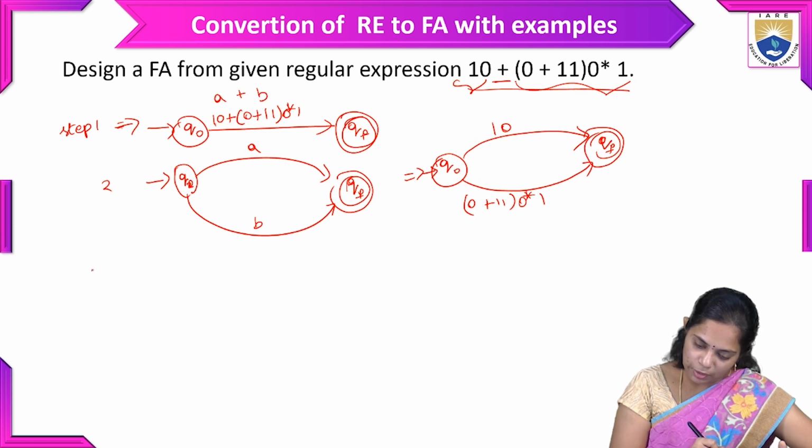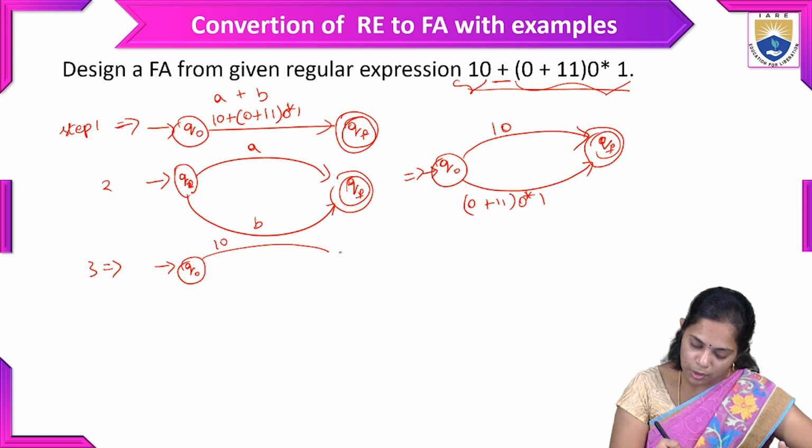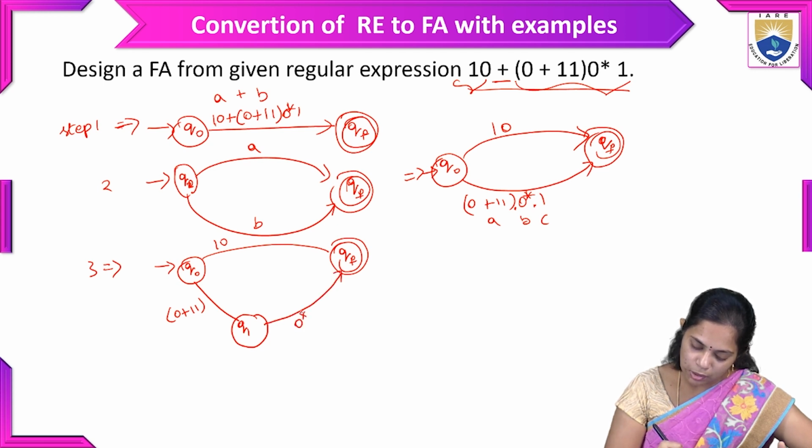So step 3 contains the initial state Q naught, and we have to solve this 1 0 and QF. After this, there is a concatenation among these three, A, B, C concatenation. So let's find this A, B, C concatenation. I am taking one more state Q1, and for this one 0 plus 1 1, and for the 0 1 we are taking 0 star 1.